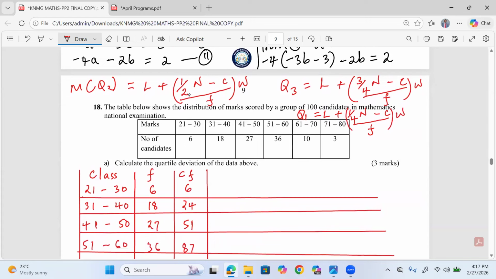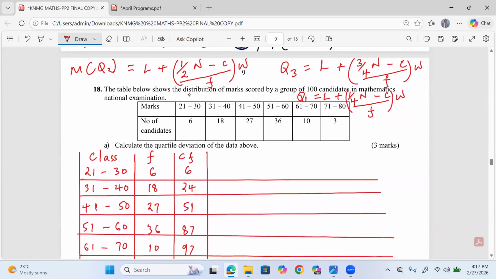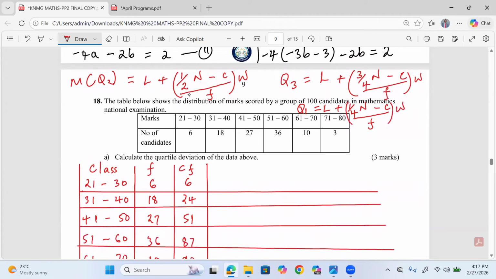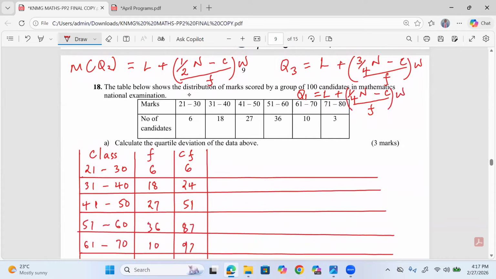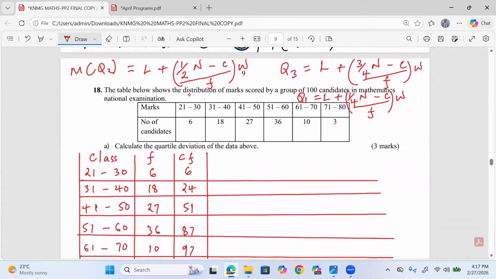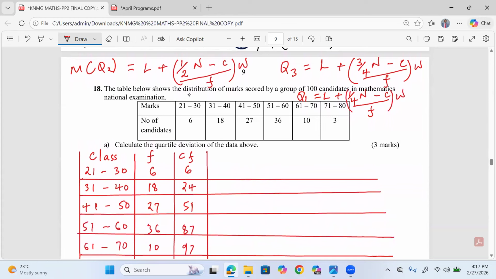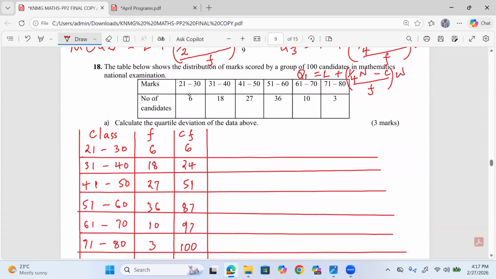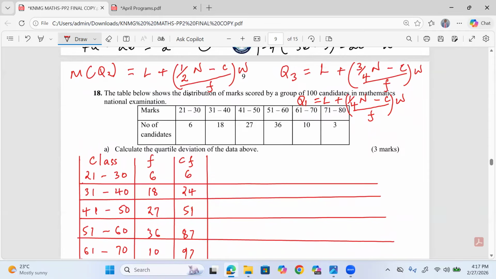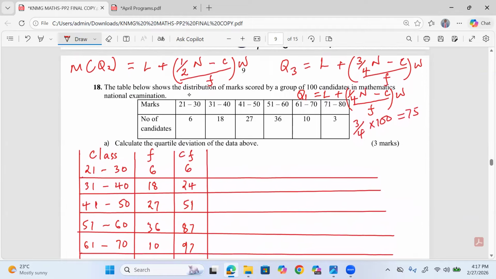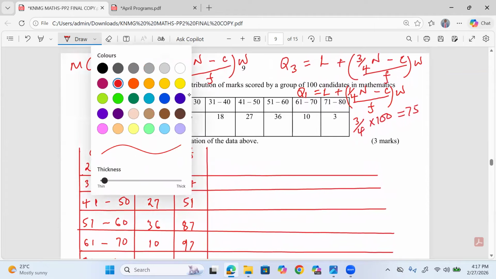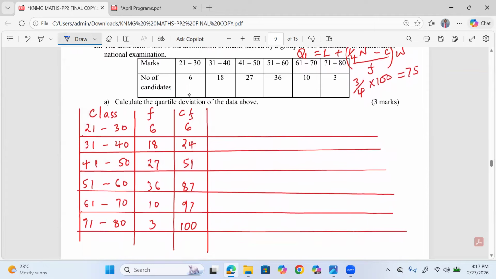What we need is Q3 and Q1 in this case. Q3 minus Q1 divided by 2 gives us the quartile deviation. Before we substitute into the formula, we have to identify the respective classes. The total frequency is 100, so we pick 3/4 of 100. This is 75. Then we check using the CF. Where is 75 lying? Where is the 75th student?